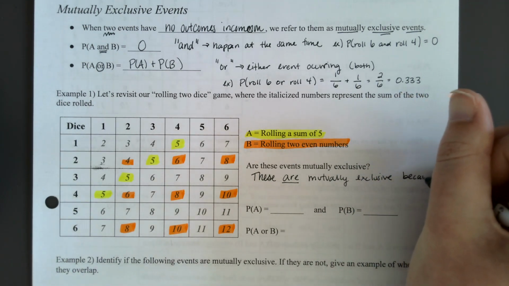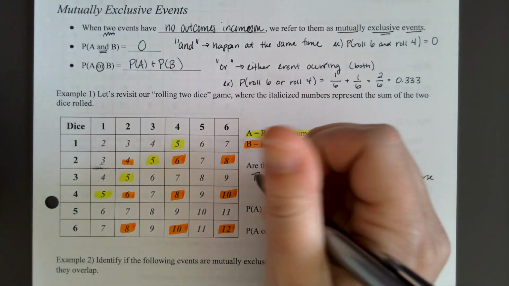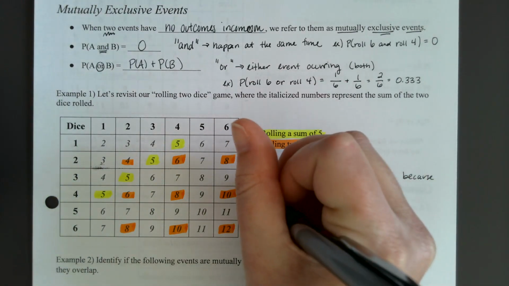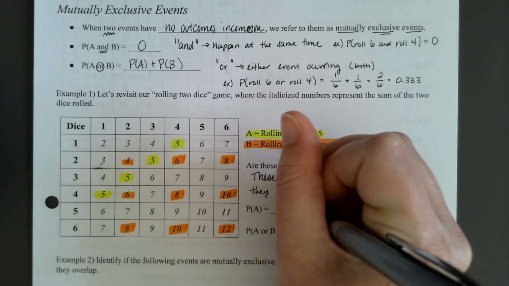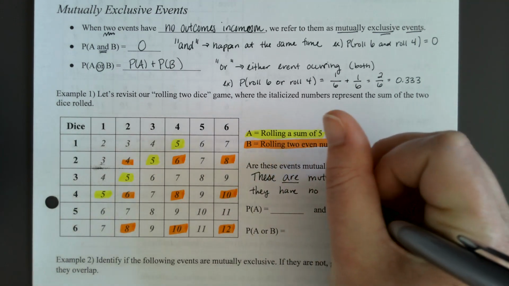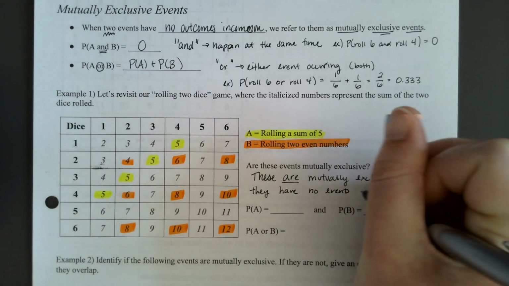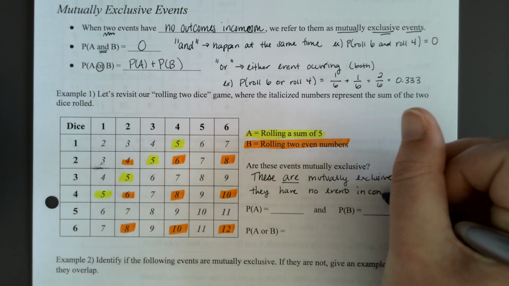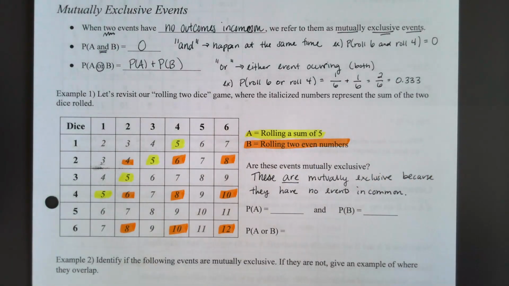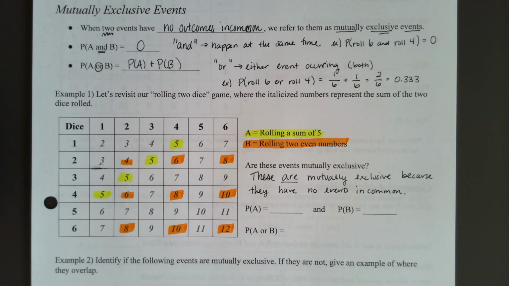because they have no events in common. So we want to make sure that they have no events in common at all. They have no overlapping. Therefore, they are mutually exclusive. One happens, the other happens. There's no overlap happening here. They can't both happen at the same time.